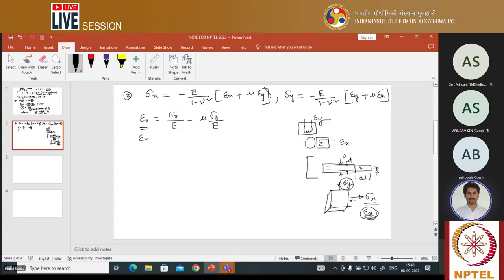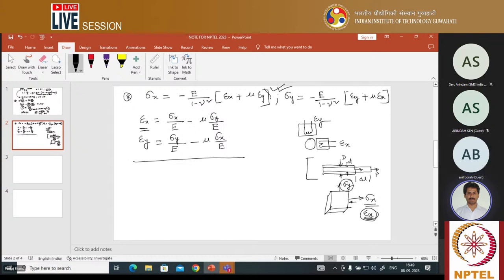Similarly, epsilon y you can write as sigma y by E, and the sigma x component will try to resist the elongation along the y direction. That's why there comes mu into sigma x by E. These two equations are very well known to you, so I am not going into more detail about them. Solving these equations, you can get the final resultant equation that you have seen in your lecture notes, which I will explain a little.